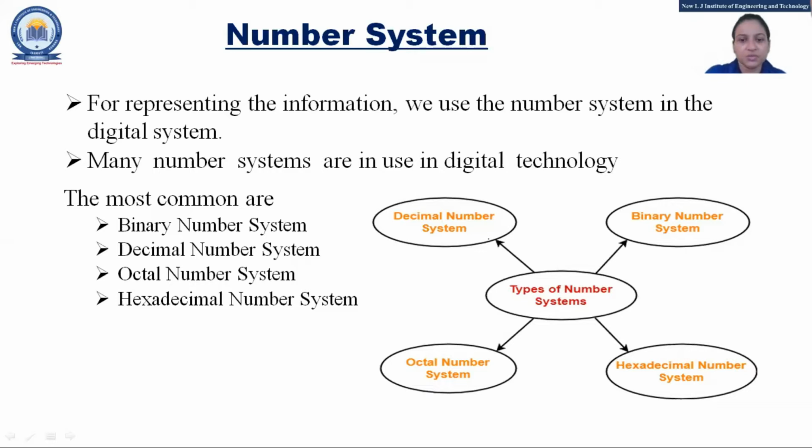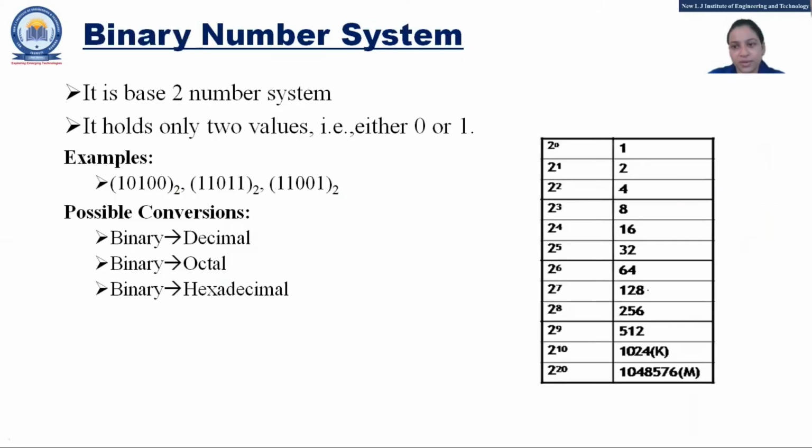Now the digital system uses 4 kinds of number systems, that is the decimal number system, binary number system, octal number system, and the hexadecimal number system, one by one. Now binary number system, as we know, has a base 2 and it holds only 2 values, 0 and 1. Using these 2 digits, 0 and 1, we can form any binary number.